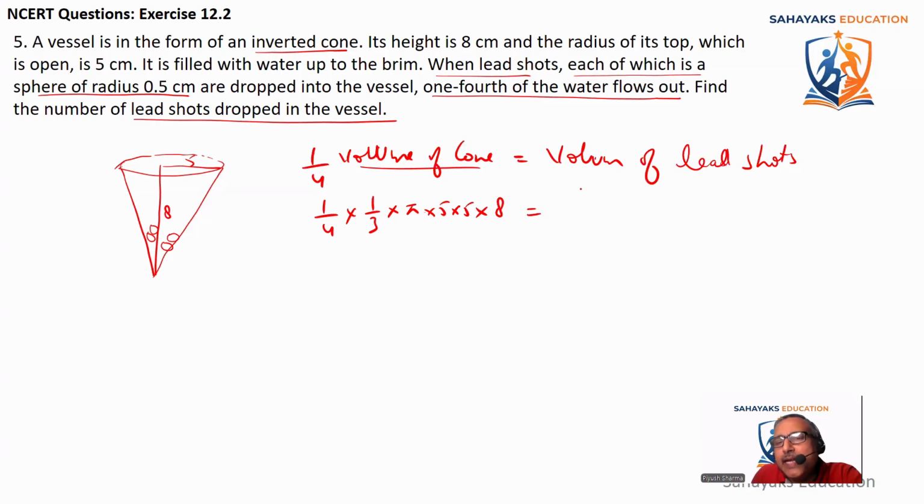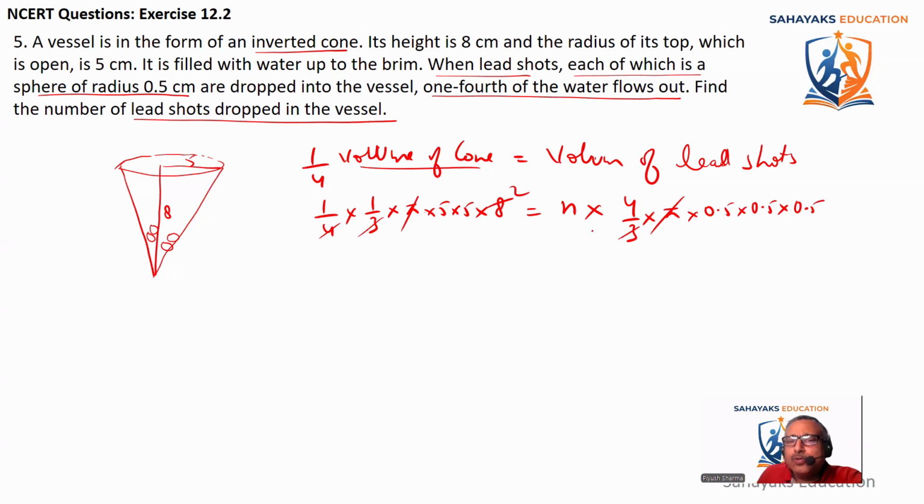That should be equal to n number of shots. I don't know how much, so we have to find the value of n. The shots are spherical. What is the volume of a sphere? It is 4/3 into pi into r cube. They are saying the radius is 0.5, that means 0.5 into 0.5 into 0.5. So pi will cancel out. I'm so happy that the pi cancels out. This 3 will also cancel out. This is 4 into 2.